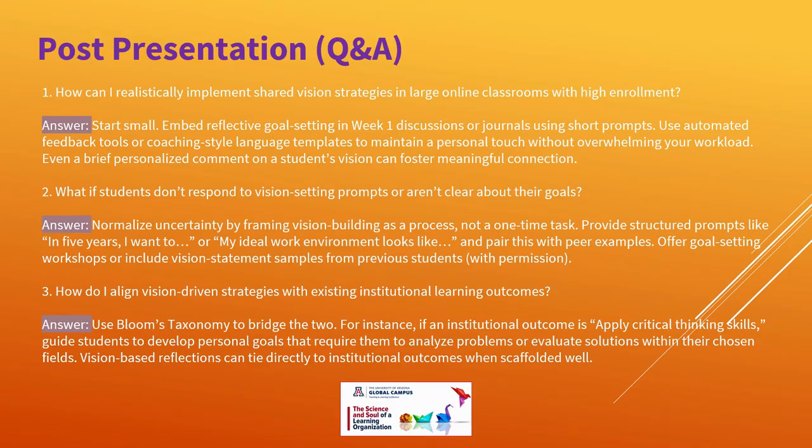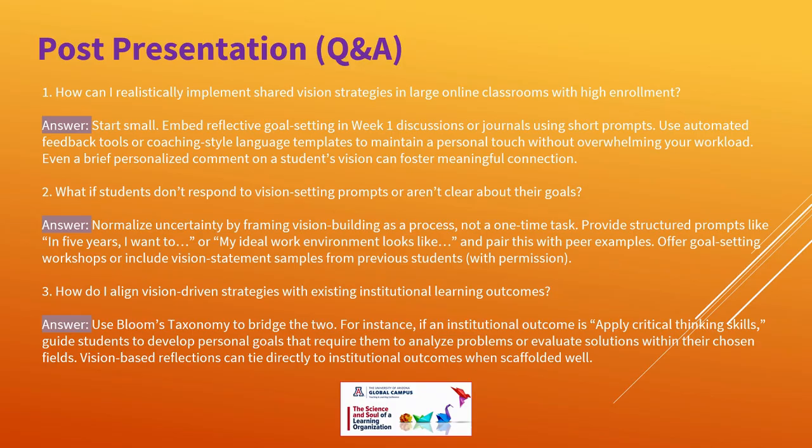2. What if students don't respond to vision-setting prompts or aren't clear about their goals? Answer. Normalize uncertainty by framing vision building as a process, not a one-time task. Provide structured prompts like, "In 5 years, I want to..." or, "My ideal work environment looks like..." and pair this with peer examples. Offer goal-setting workshops or include vision statement samples from previous students, with permission.